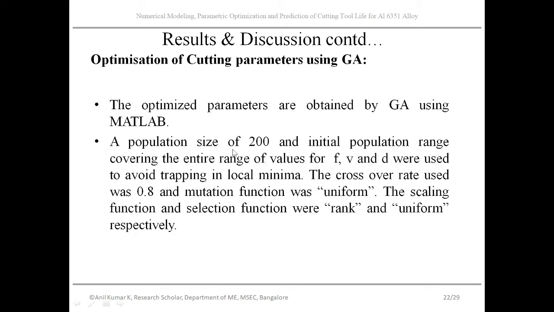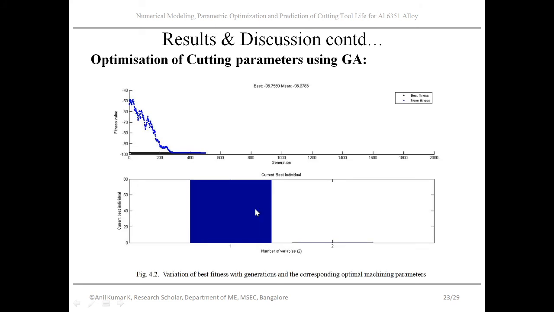Later I used the GA toolbox in MATLAB to optimize the tool life model, using a population size of 200, a crossover rate of 0.8, a uniform mutation function, and scale and selection functions of rank and uniform respectively. These are the optimized results I got through the GA. The optimized tool life is 98.75.